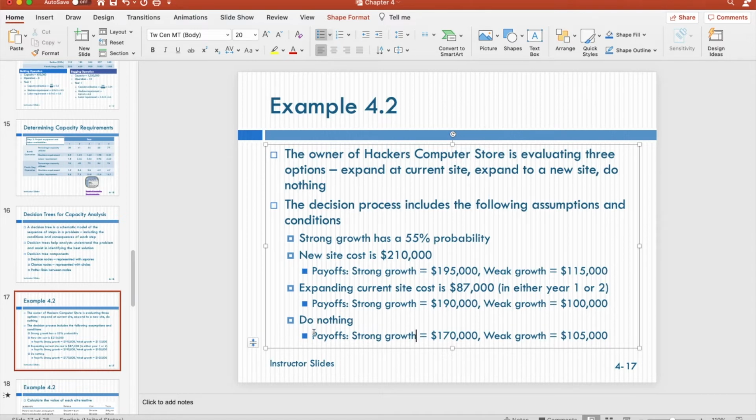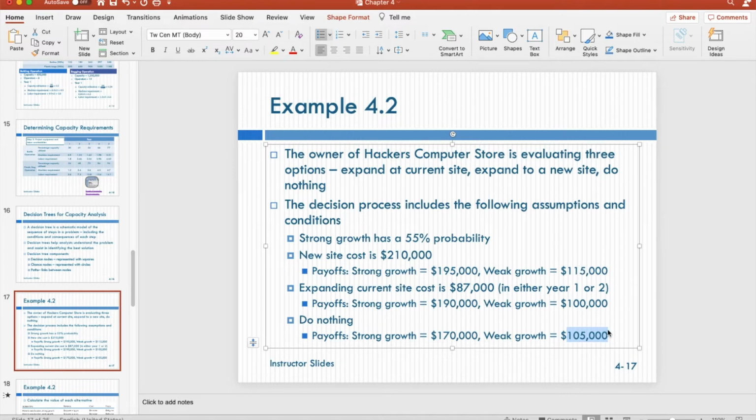But if you look at your payoff, fortunately if you meet strong growth, your payoff will be $170,000. Compared to the other amounts, if you expand on a new site or on the current site, your payoff under strong growth will be higher. And still under weak growth, this amount is higher than expanding on the current site, but lower than expanding on the new site.